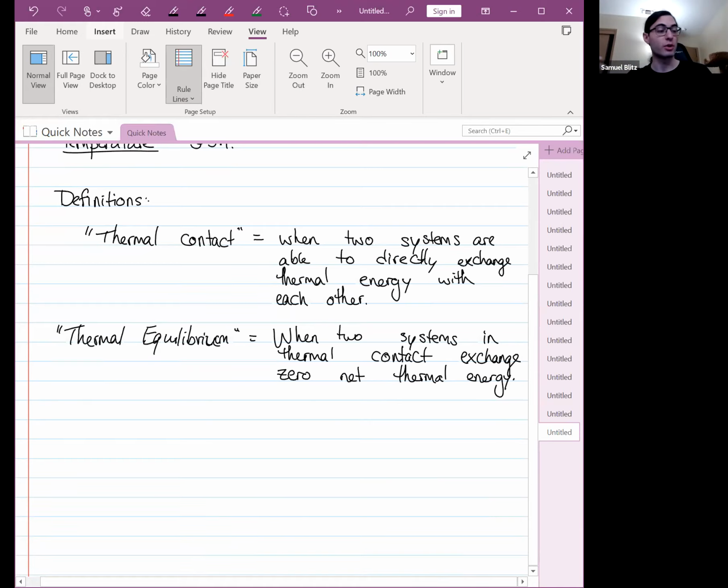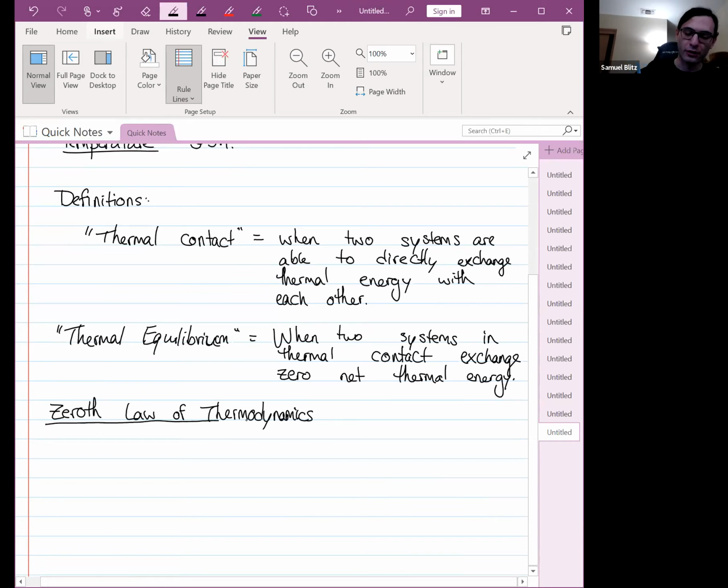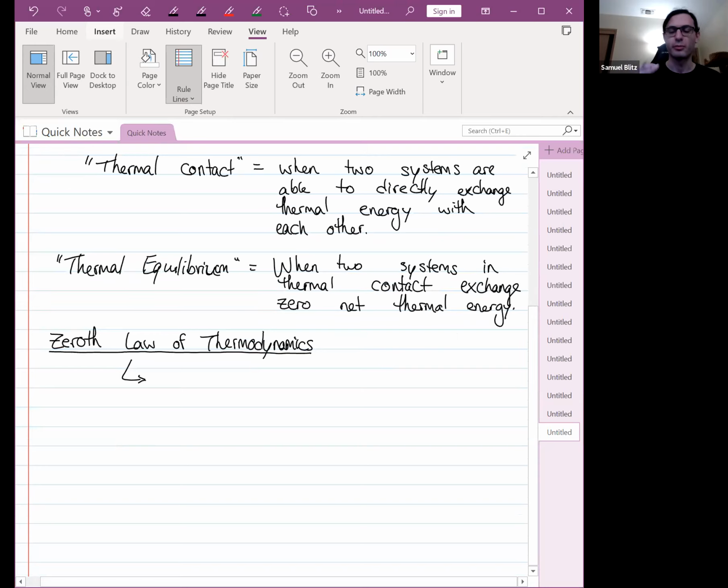So with that notion of thermal equilibrium, we can actually talk about the zeroth law of thermodynamics. Now, it was called the Zeroth Law of Thermodynamics because it was come up with after the first, second, and third, but it's so fundamental that they didn't want it to be some random number, so they called it zeroth, just because it's almost definitionally true. So that's why it's called that.